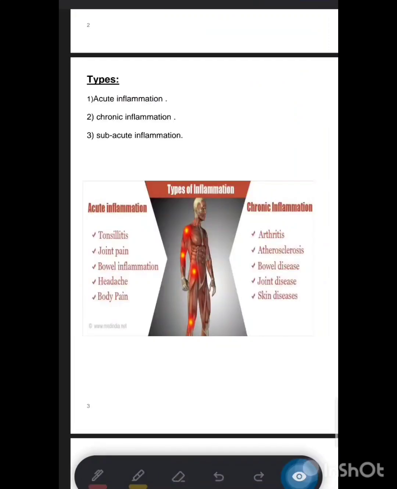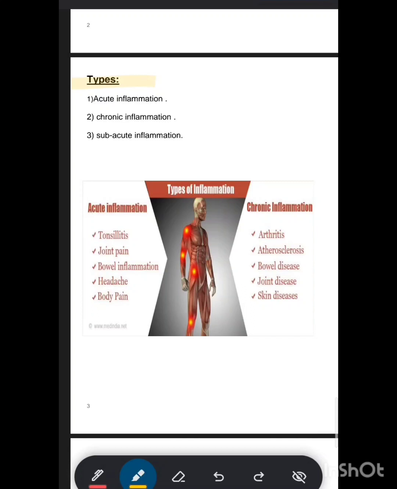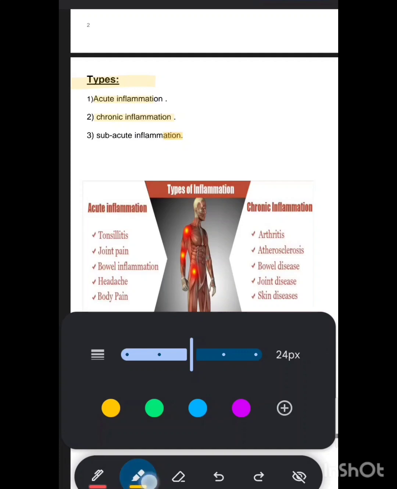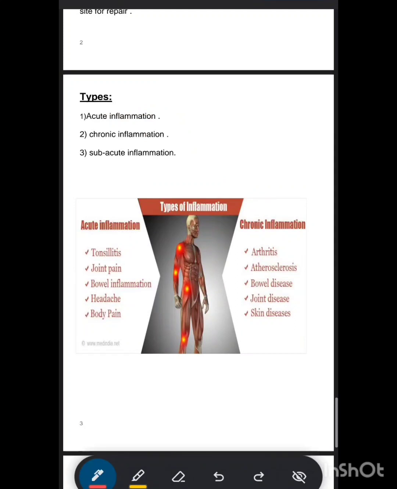Now coming to the next topic, types. There are three types of inflammation. First is acute inflammation, then chronic inflammation, and subacute inflammation. First, acute inflammation: when inflammation occurs and persists for not more than 2 weeks, it is called acute inflammation. The second one is chronic inflammation, in which the inflammation persists for months and takes more time to heal. That is chronic inflammation.